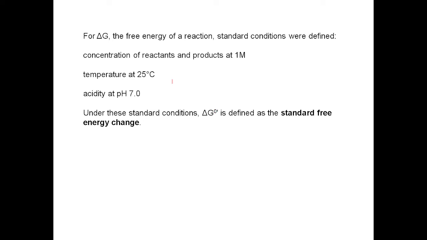Under chemical reactions, there is a concept of standard free energy. So delta G, the free energy of reaction under standard conditions, is defined with the concentration of reactants and products at 1 molar concentration, temperature at 25 degrees Celsius, and acidity at pH 7. If this standard condition is there, meaning reactant and product concentration is 1 molar each, temperature is 25 degrees Celsius, and pH is 7, then under this condition we call delta G the standard free energy change. In the last lecture we were shown some delta G values, so here is the explanation for this one.